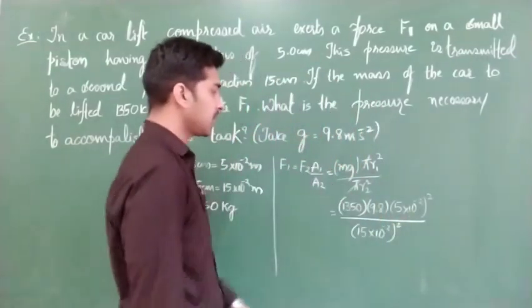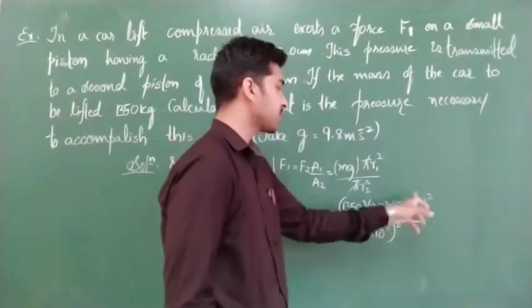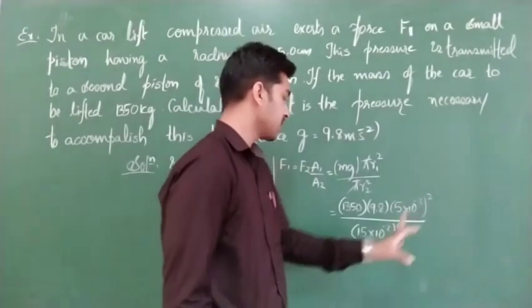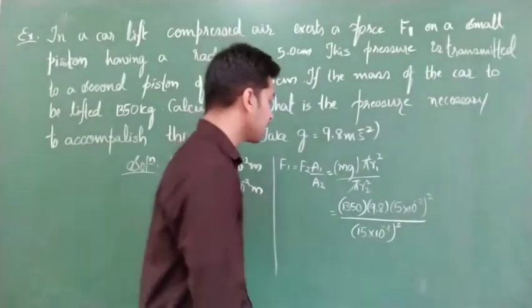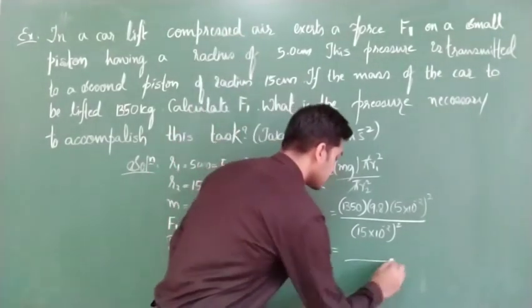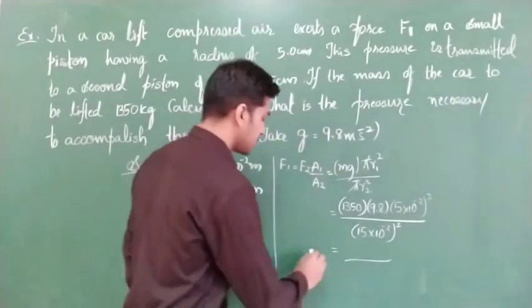Clear? So here is how you have to solve it: this will be 5 square into 10 to the power of minus 2 whole square. Next, 15 square into 10 to the power of minus 2 square. Like that, calculate and check what the final answer is. How much F1 value are you going to get?